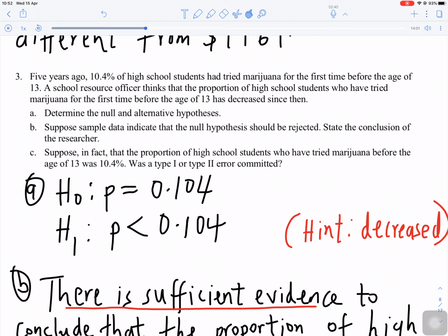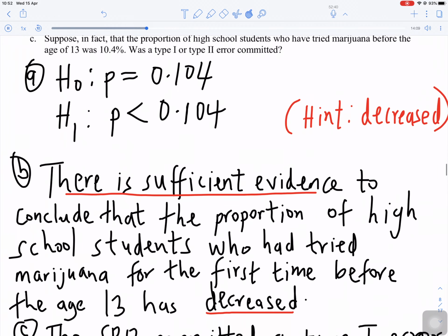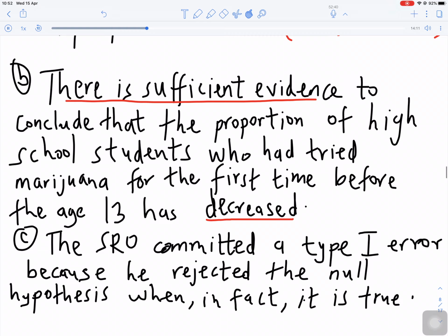So it reads, there is sufficient evidence. These are keywords that we always look at. So there is sufficient evidence to conclude that the proportion of high school students who had tried marijuana for the first time before the age 13 has decreased.